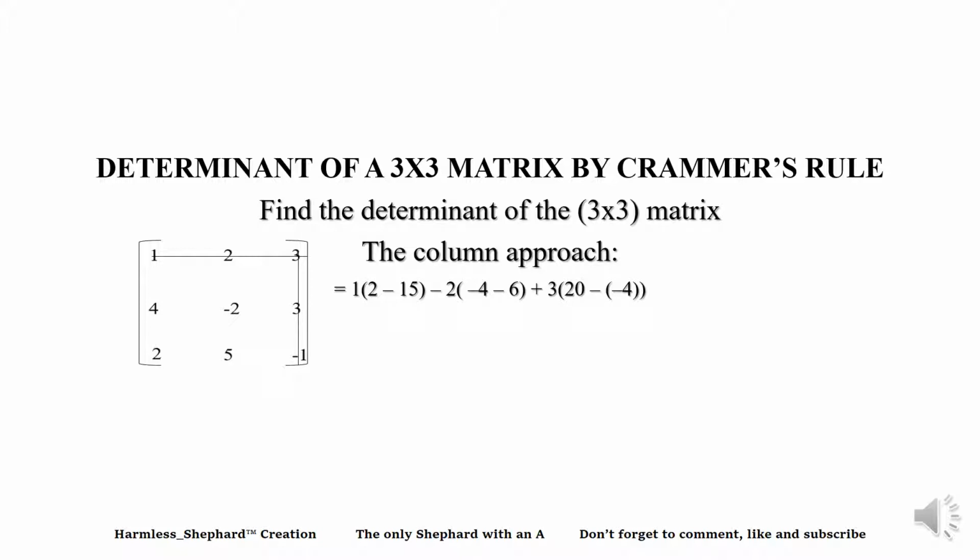The point of intersection is 3. Then the elements that are not affected are 4, -2, 2, and 5. So 4 times 5 we have 20, minus -2 times -2 we have -4. You remember that inside the brackets you subtract.